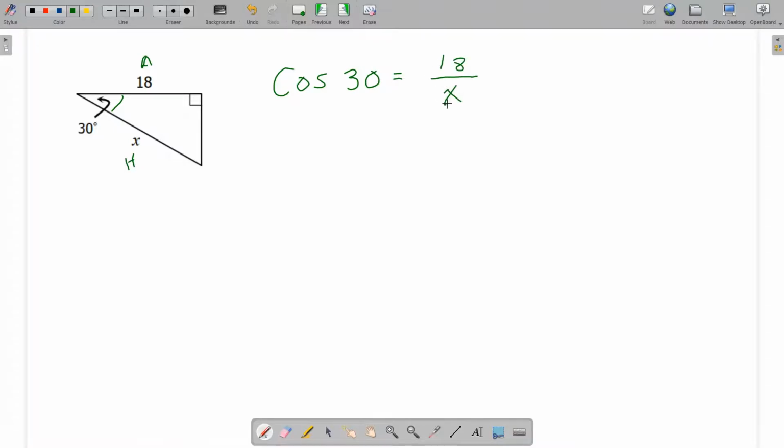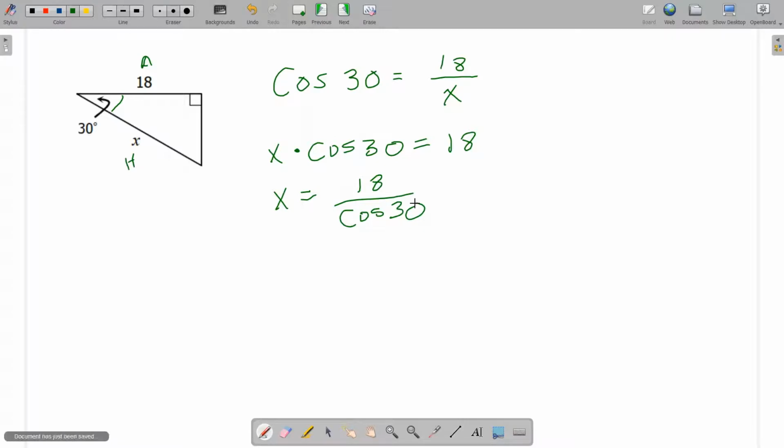Okay, here's that situation where our variable is in the denominator again. So we're going to multiply both sides by x. And then to get x by itself, I'm going to divide by cosine of 30. And then we're going to type it into our calculator here. So let's see, 18 divided by cosine of 30 gives us 20.8.